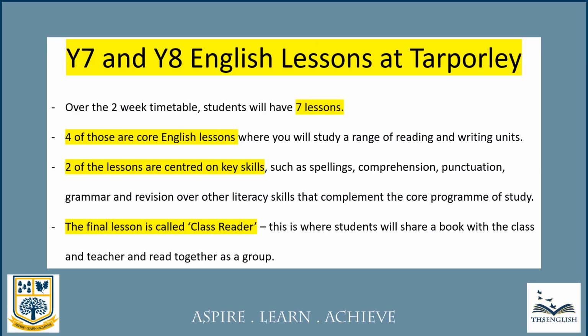In Year 7 and Year 8, over the 2-week timetable, students will have 7 lessons. 4 of those are core English lessons where you will study a range of reading and writing units. 2 of the lessons are centred on key skills such as spellings, comprehension, punctuation, grammar and revision over other literacy skills that complement the core programme of study. The final lesson is called Class Reader. This is where students will share a book with the class and teacher and read it together as a group.